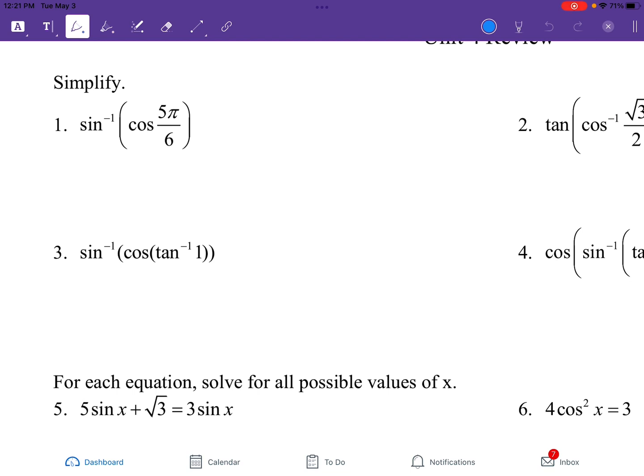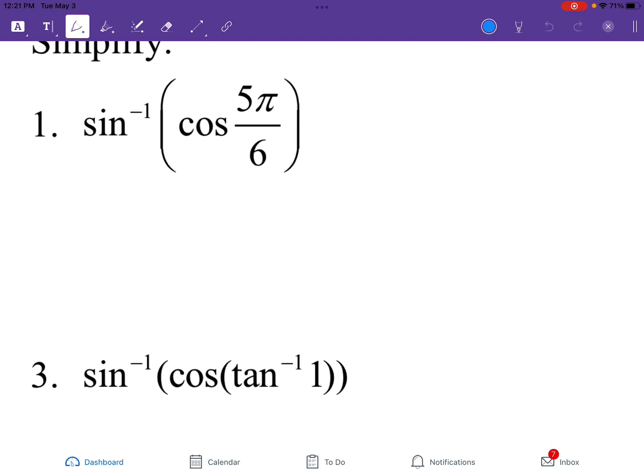Okay, so we first start off with cosine of 5 pi over 6. And for this whole test, you can use the formula sheet. It will be provided to you the day of the test. So we look at the first part. Since the first part's not an inverse, we just find the value for cosine of 5 pi over 6 on the unit circle. Cosine of 5 pi over 6 is going to be negative root 3 over 2.